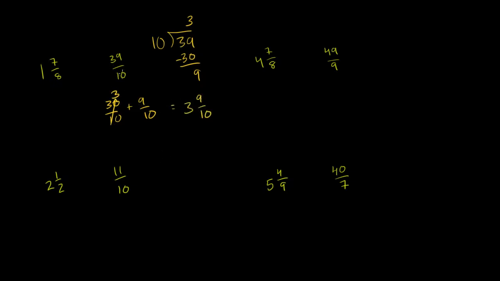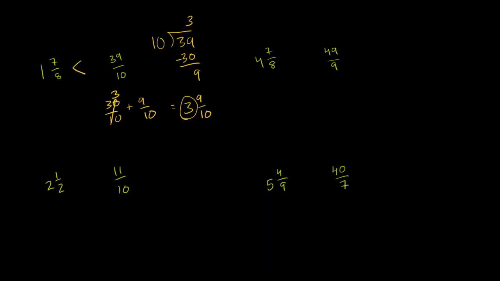And you could do that in your head. You could say 10 goes into 39 3 times, and the remainder is 9. You have your 9 tenths. And that's essentially just doing this in your head. So now we can compare, and we can literally just look at the whole number parts. This is 1 and something, 1 and 7/8, and we're comparing it to essentially 3 and 9 tenths. 3 and 9 tenths is clearly a larger number. We have a 3 out here instead of a 1. So we will write less than.